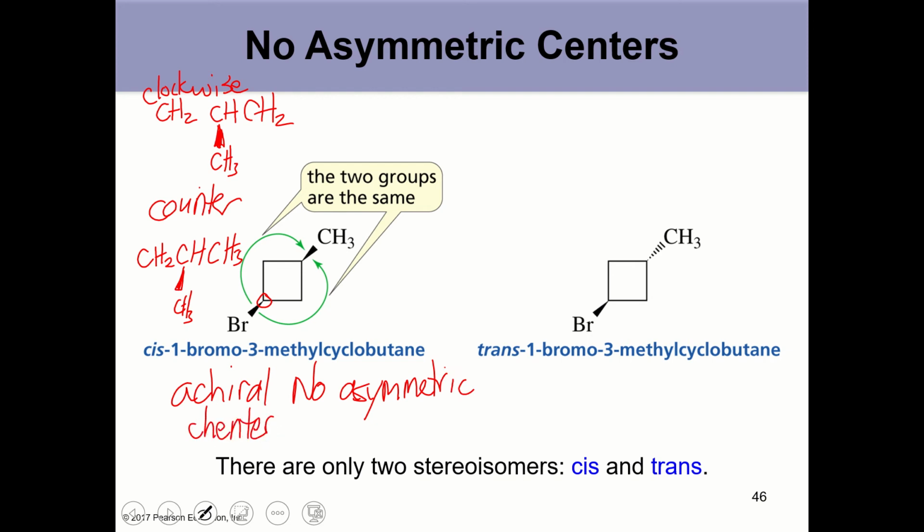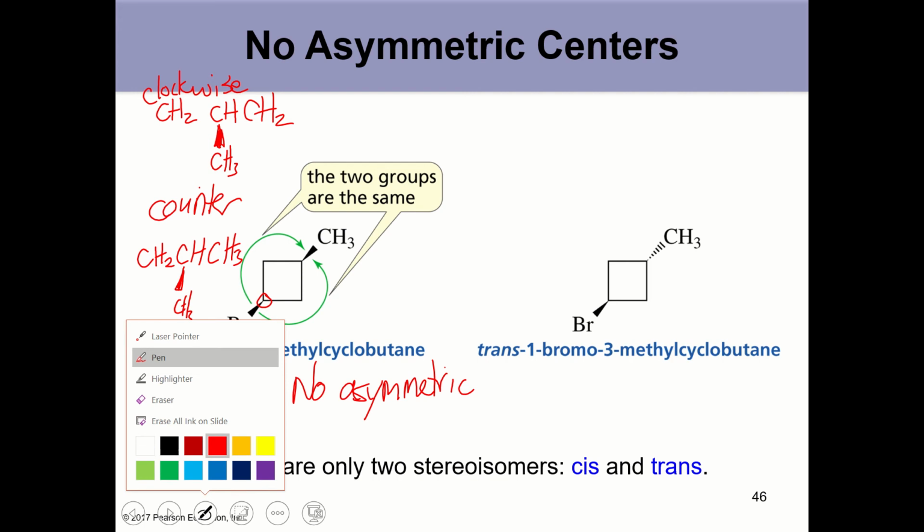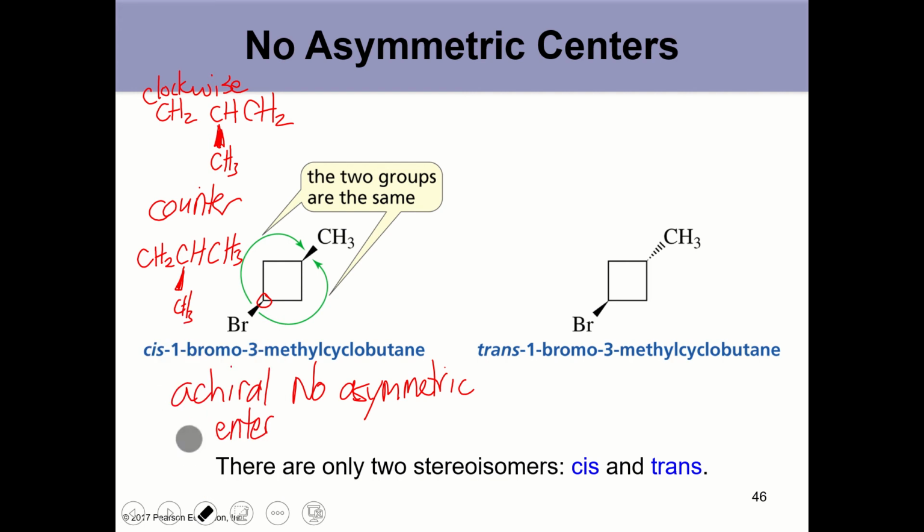They do not have an enantiomer. The mirror image is superimposable. If we look at the trans isomer, we would get the same thing going around the ring in both directions. There are only two stereoisomers here, cis and trans. No enantiomers, no diastereomers.